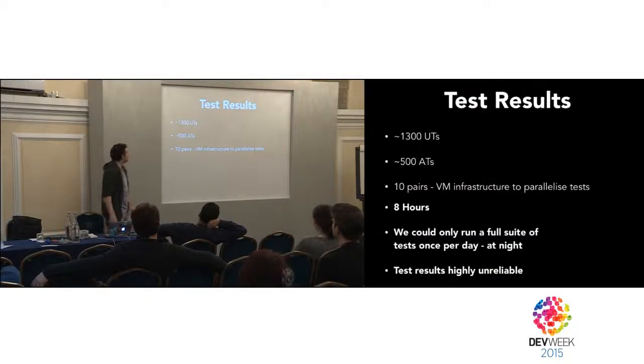So there were 1,300 unit tests back then. I do remember looking at the code base for this, and 500 acceptance tests. So not that many acceptance tests, but if you think about that Kaplan Trader complex application, you've got to start the browser and execute some relatively complex functionality in there. And there were 10 pairs of VMs. So that's quite a lot of time invested in infrastructure. And it used to take 8 hours to execute those tests. So that's a bit of a fail, really.